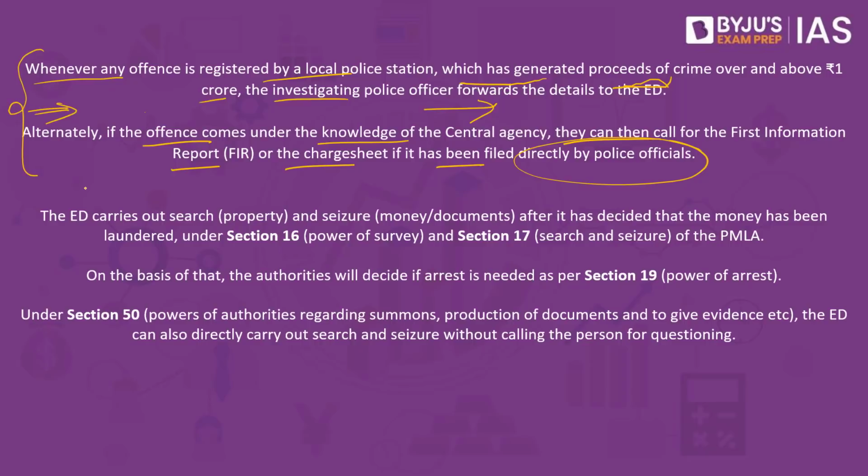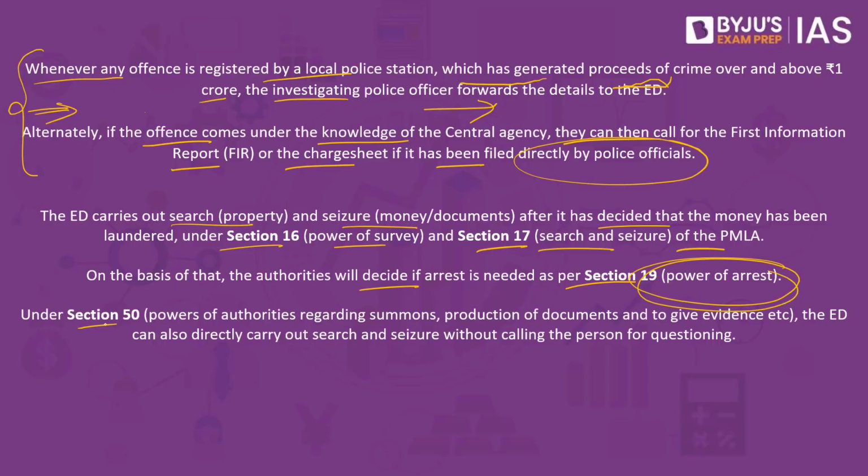What are the other important sections? Under the PMLA, the ED carries out search of the property and seizure of money or documents after it has decided that money has been laundered. Under section 16, it has the power to survey, and section 17, the power to search and seizure under the PMLA. On the basis of that, the authorities will decide if arrest is needed as per section 19, which is the power of arrest given under the PMLA.